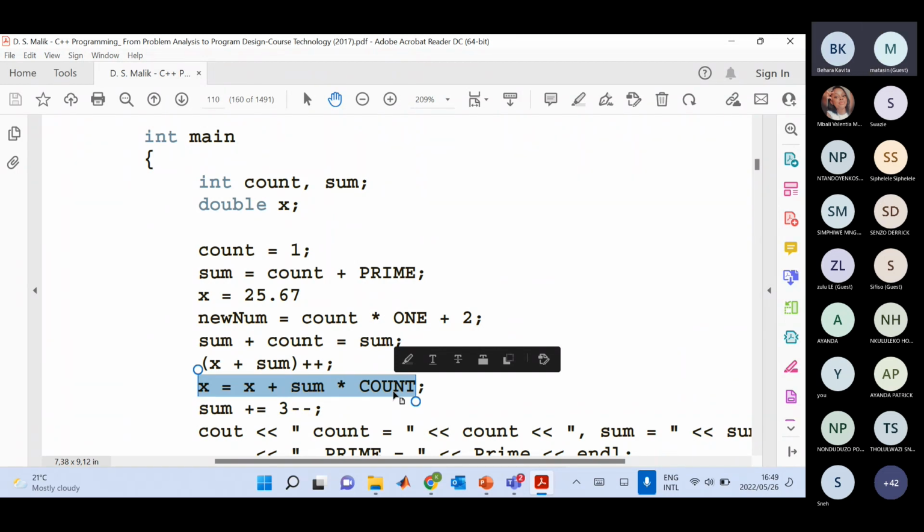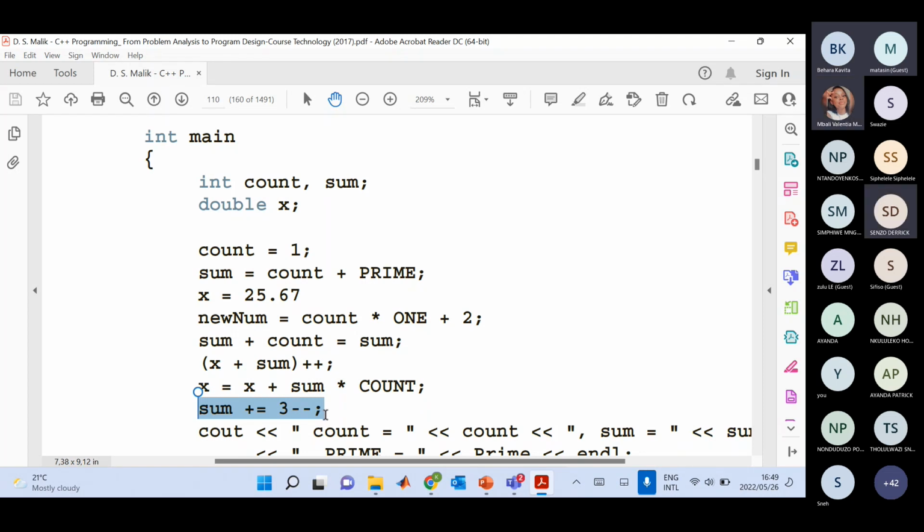Count is declared in small letters, but what are you using? Capital letters. Am I clear? Yes. What is the mistake here? That minus minus is not supposed to be there. This is supposed to be sum plus equals. Look for the one that I'm highlighting. The meaning of this is sum equals to sum plus 3, right? Then the issue here is 3 minus minus must be in a bracket. This must be in a bracket.